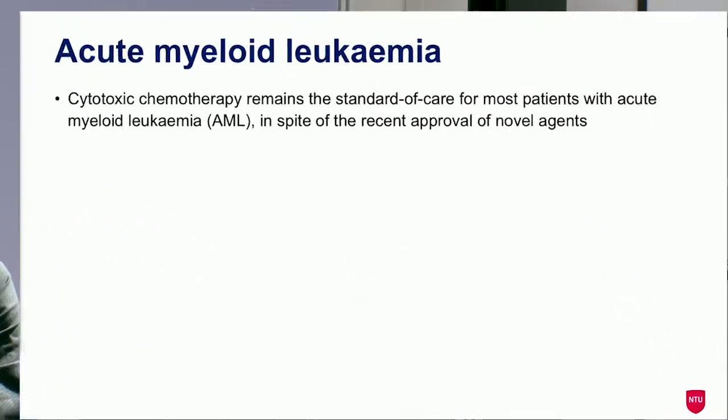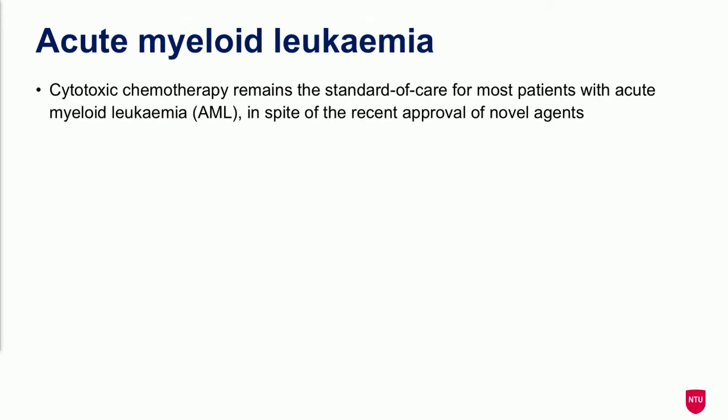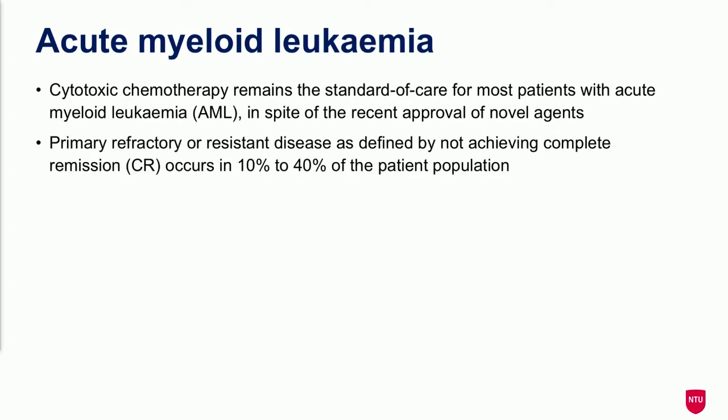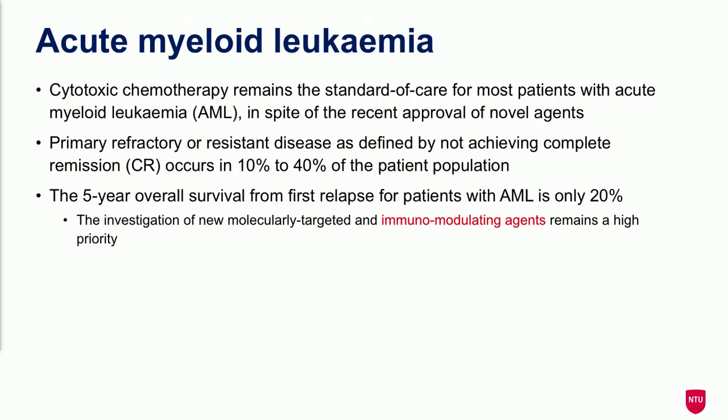So this is my background slide. Chemotherapy is still a standard of care for most patients with AML, in spite of recent approvals of novel agents, at least in the US. Primary refractory or resistant AML, as defined by not achieving complete remission, is still a significant issue, occurring in approximately 10 to 40% of the overall patient population. And unfortunately, the 5-year overall survival from first relapse of AML is only 20%. So this is clearly largely unsatisfactory. This is an area of unmet medical need.